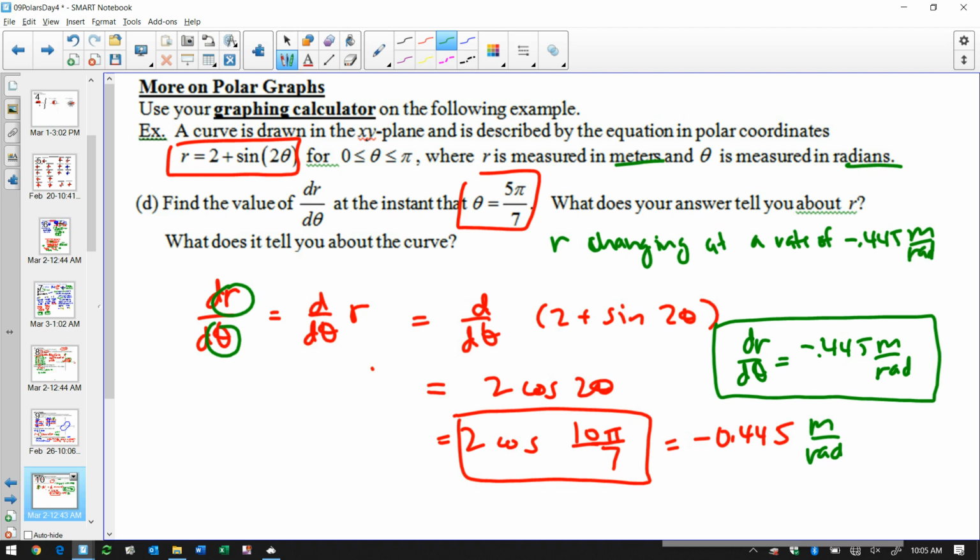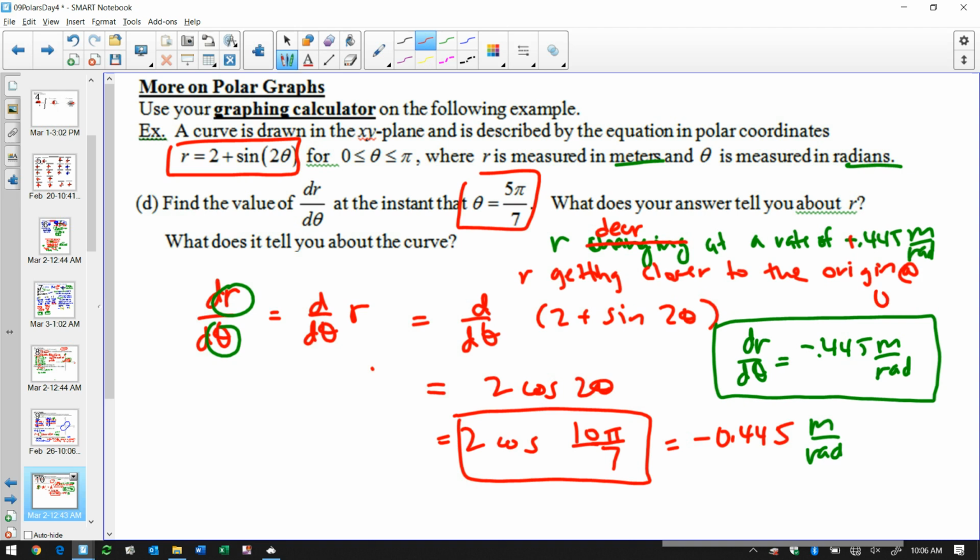Okay. And then it says, what does it tell you about the curve? Okay, another thing is, if you wanted to, instead of changing, you could write decreasing, right? If you put decreasing here, make sure you change this to positive. Is everybody good with that? Because if it's decreasing, you already took the negative into account. So that's 0.445. It's safer just to say changing, okay? All right, but what does this tell you about the curve? What it tells you about the curve is this. If R is decreasing, then R is actually getting closer to the origin.